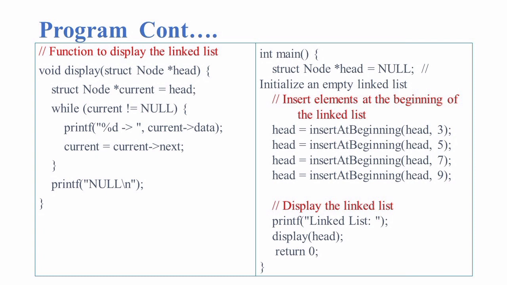And in the main function, a pointer head is declared and initialized to null, representing an empty linked list. The elements 3, 5, 7 and 9 are inserted at the beginning of the linked list using the insert at beginning function. The display function is called to print the elements of the linked list. The program ends by returning 0 from the main function. Here, the program essentially created a linked list with elements 9, 7, 5 and 3 and then displays the list using the display function.